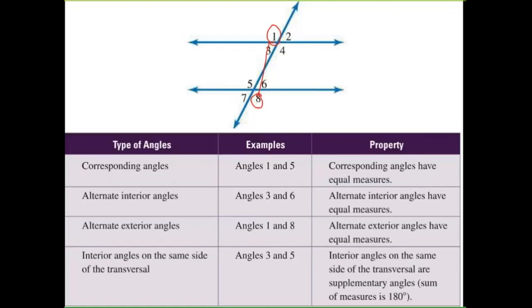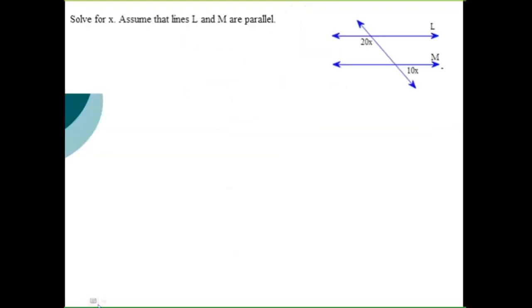Okay, and so interior angles on the same side of the transversal. Sorry, I already talked about that a little bit. No, I didn't actually. On the same side of the transversal, they're adding up to 180 degrees. So 5 and 3, if you added them up, that would add up to 180 degrees. Same thing with 6 and 4, that would add up to 180 degrees, or supplementary.